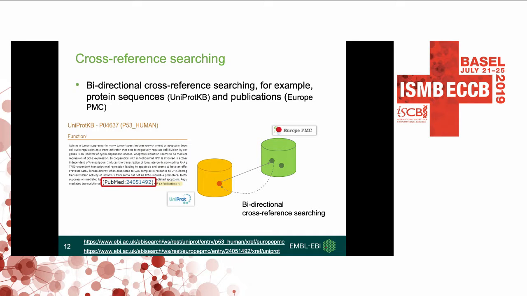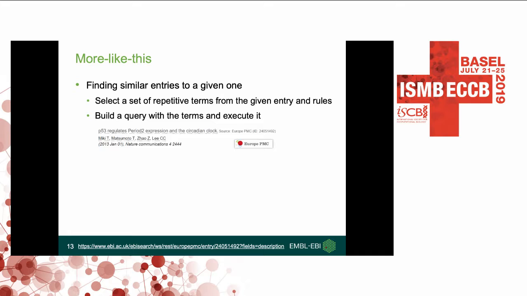I will move to the More Like This API. This API is to find similar entries to a particular entry, and how it works is quite simple. First we select a set of representative terms from the given entry, and then we build a query using those terms, execute it, and give back to the user the result.